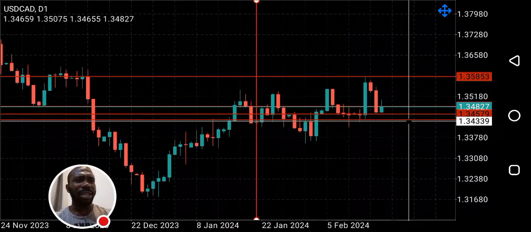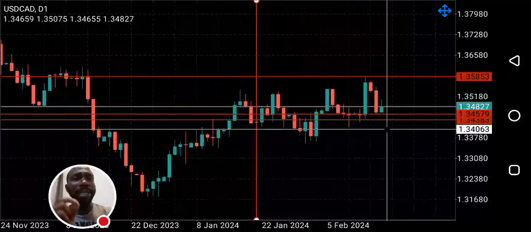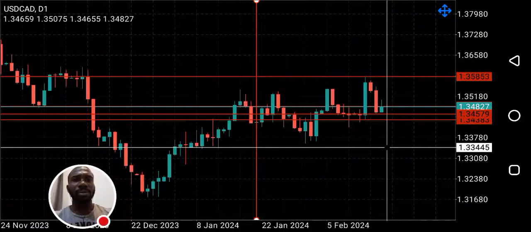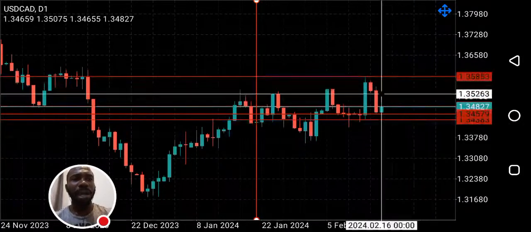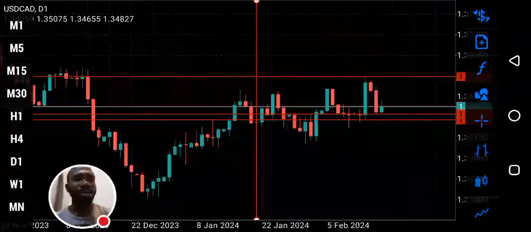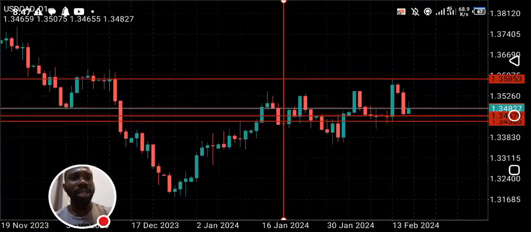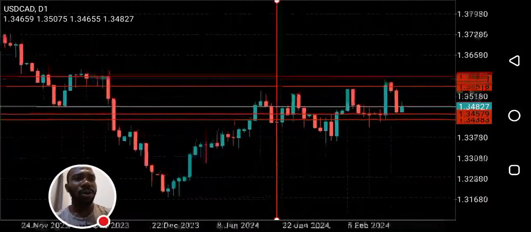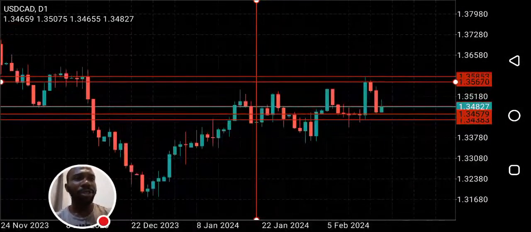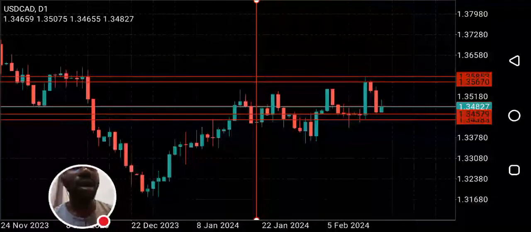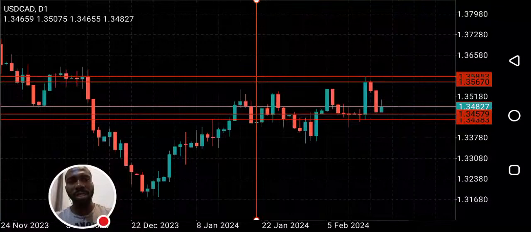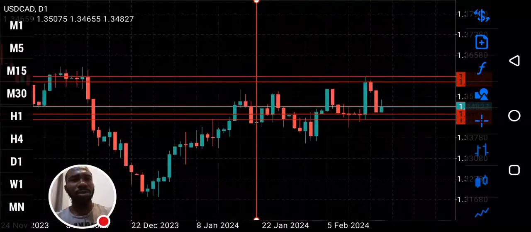I hope that is clear. You should only consider buying if this resistance is broken. If that resistance is not broken, USD CAD is still bearish. I hope that is clear. So USD CAD this week is bearish.